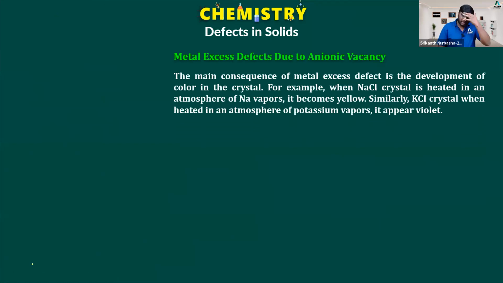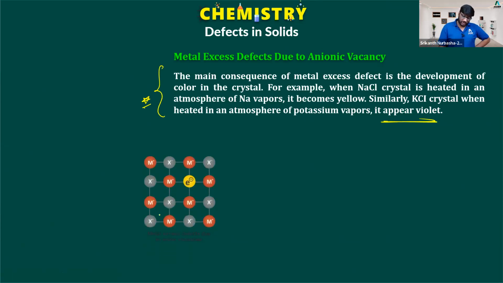Metal excess defects due to anionic vacancy. The main consequence of metal excess defect is the development of color in the crystal. Different colored crystals we know. For example, when NaCl crystal is heated in an atmosphere of sodium vapor, it becomes yellow. Similarly, KCl crystal, when heated in an atmosphere of potassium vapor, becomes violet. So the metal excess defect due to anionic vacancy is nothing but your F center.